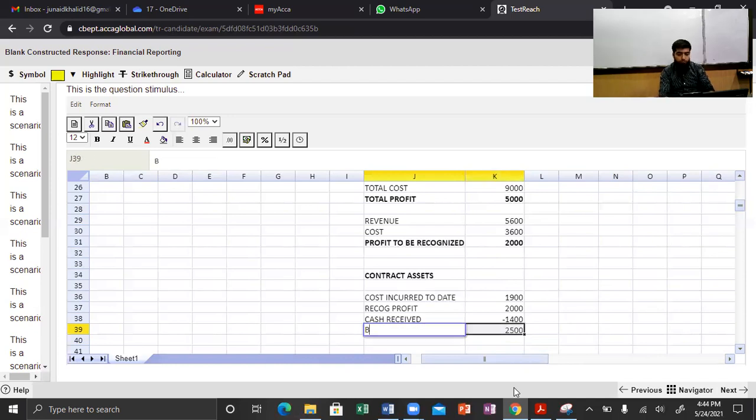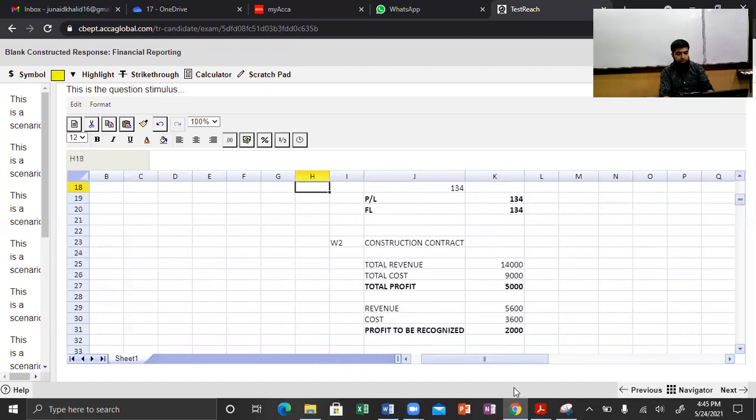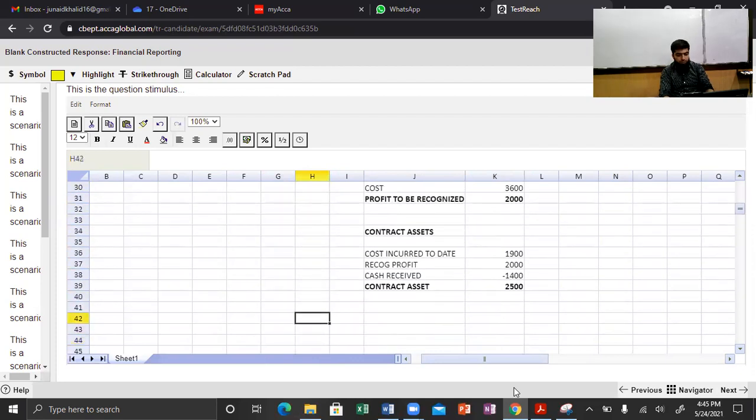We are not going to account for this one in the P&L, or in the adjusted profit. We are going to record this contract asset in the balance sheet. So this was the adjustment we have made. That was the working 2 for the construction contract.